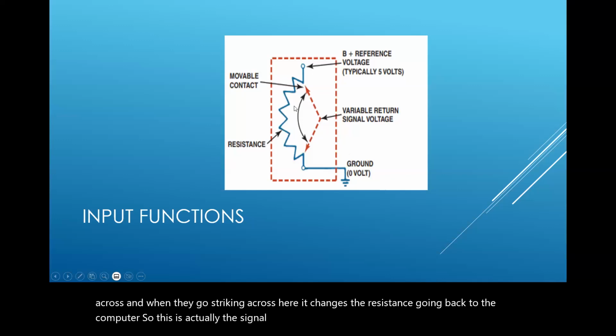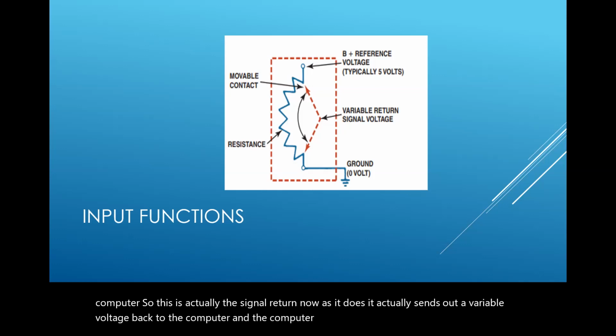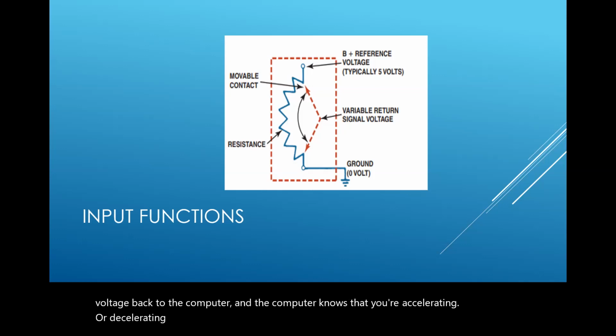Now, as it does that, it sends out a variable voltage back to the computer, and the computer knows that you're accelerating or decelerating. So in a nutshell, that's how that works.